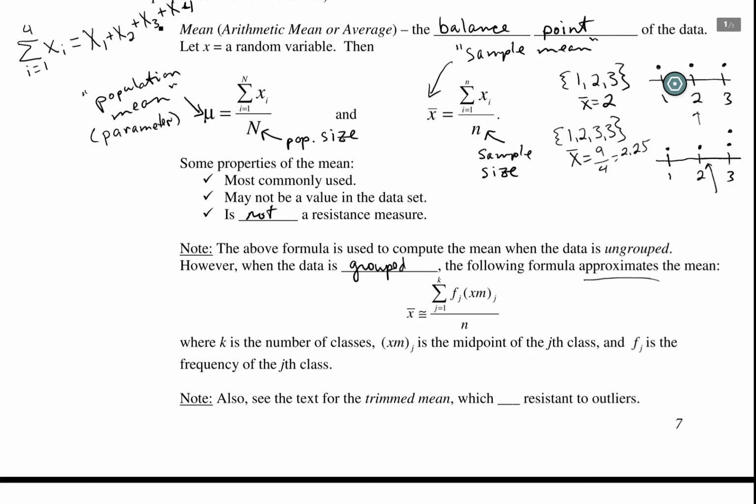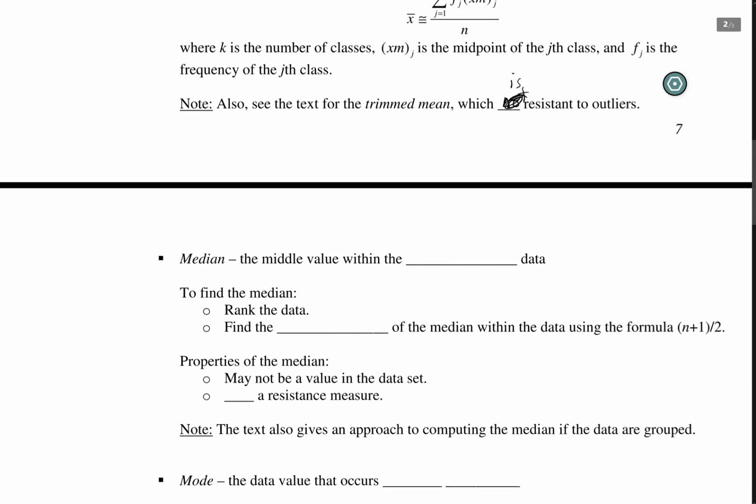But when you do that, you're basically trimming off outliers. And so there are no outliers in the situation, and that makes a trimmed mean resistant to outliers.